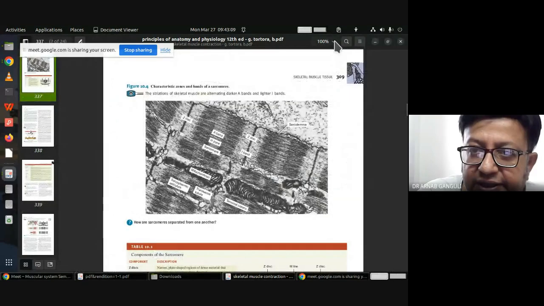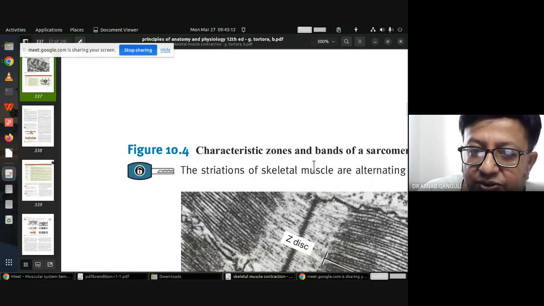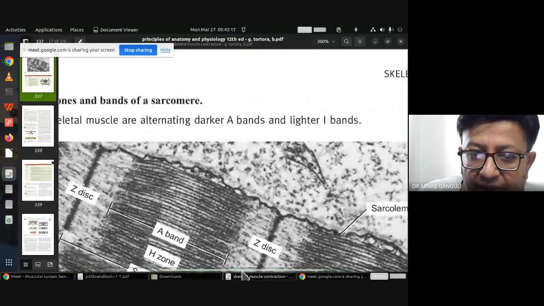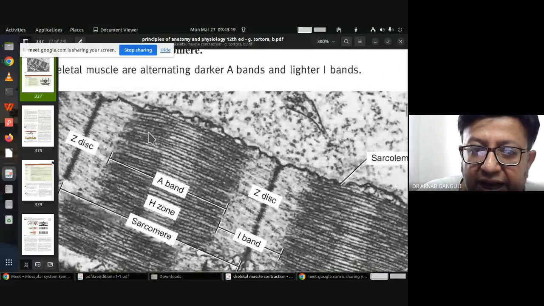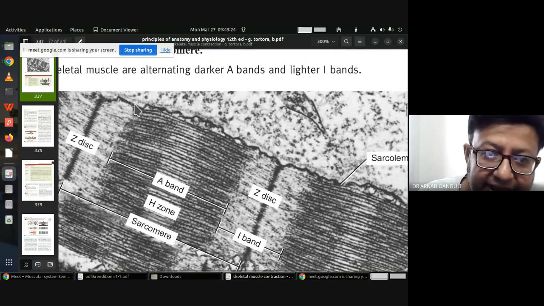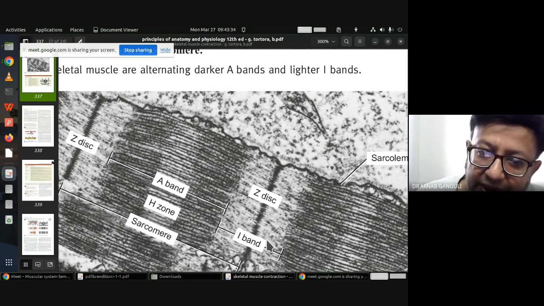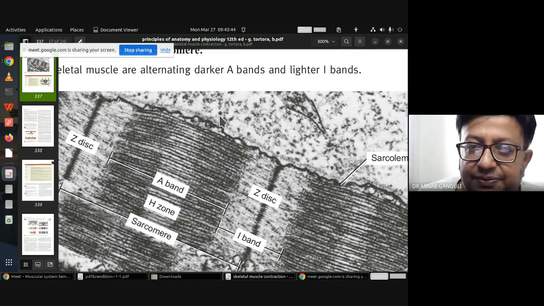So if you look at the structure under a microscope, you have the dark A bands and the lighter I band. So this is the Z disc. The I band will also take a part of the neighboring sarcomere. So this light I band, the A band, and in the middle a little light zone, that is the H zone.